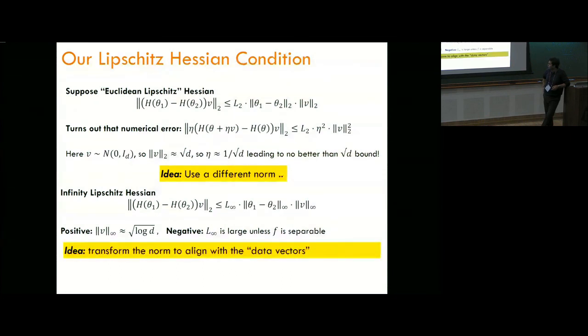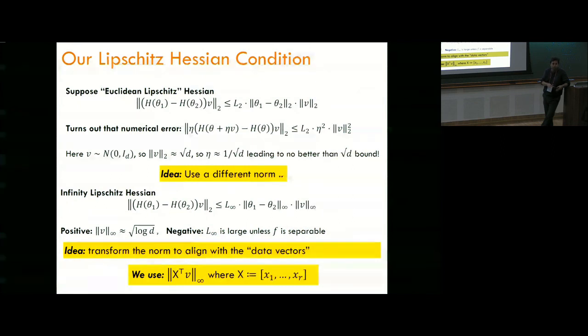And so that's where the idea of transforming the norm to align with the data vectors comes in. And this kind of heuristic reasoning leads us to our notion of the regularity condition, which when combined with these continuous idealized proofs gives us our result.